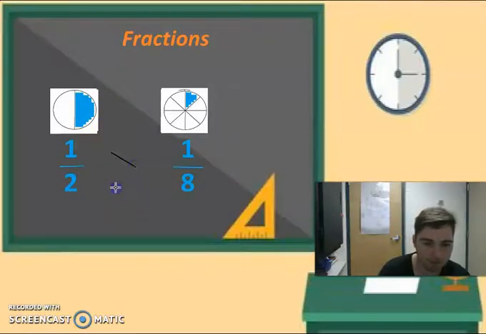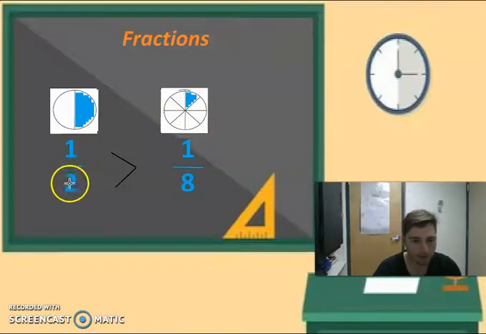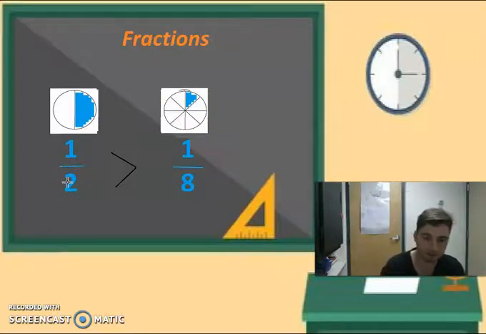So this one would be the larger one because it has the same numerator, 1, but the denominator is smaller, a smaller number. That means they each are only going to be broken up into one piece, each fraction, but because this is a smaller number, there's less pieces, meaning there's bigger pieces to the fraction.